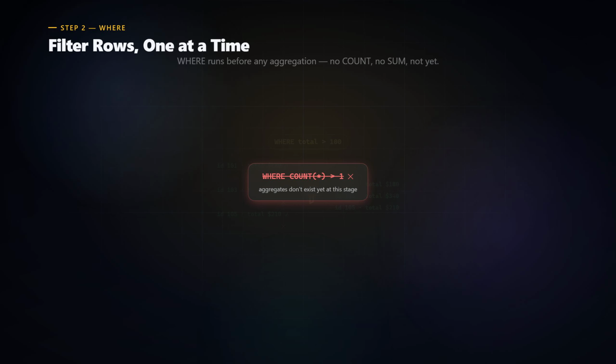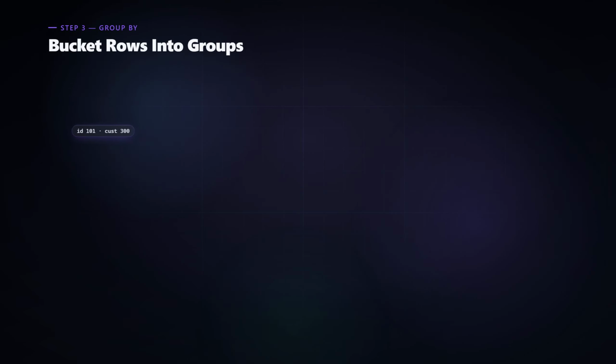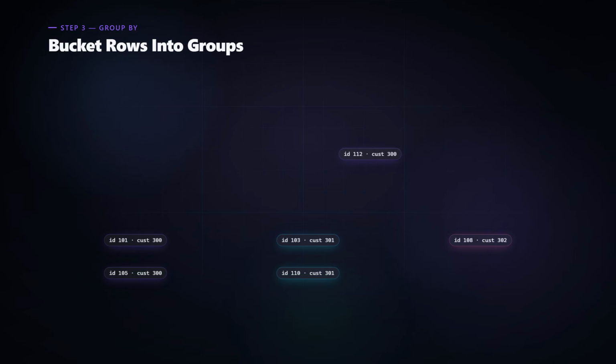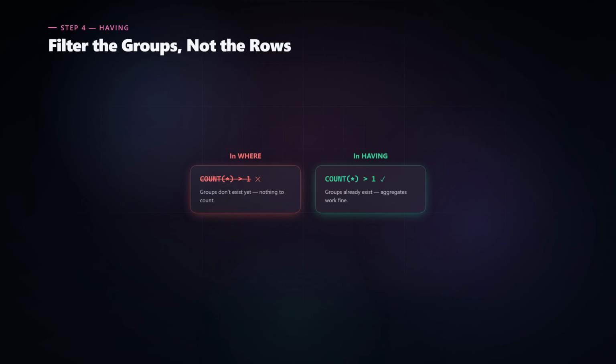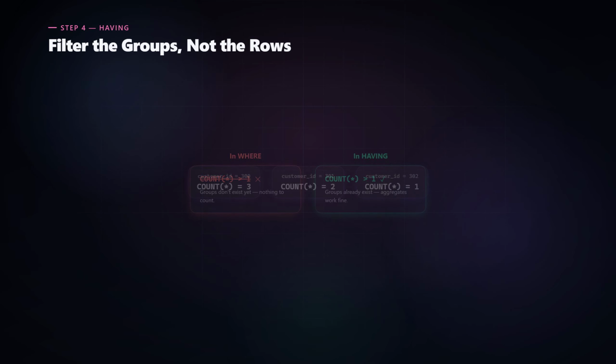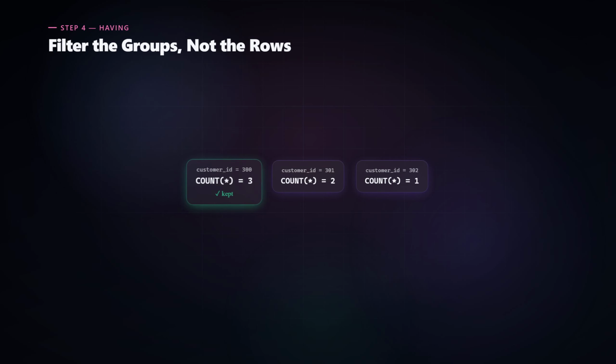Then comes group by. The surviving rows get bucketed into groups based on the columns you specify. Every row with the same value lands in the same bucket. From this point on, the engine is thinking in groups, not individual rows. That's what makes having different from where. Having filters after grouping so it can reference aggregate functions, having count star greater than 5, having sum of sales over 10,000. Ask for that in a where clause and it fails, because at that stage groups don't exist yet.